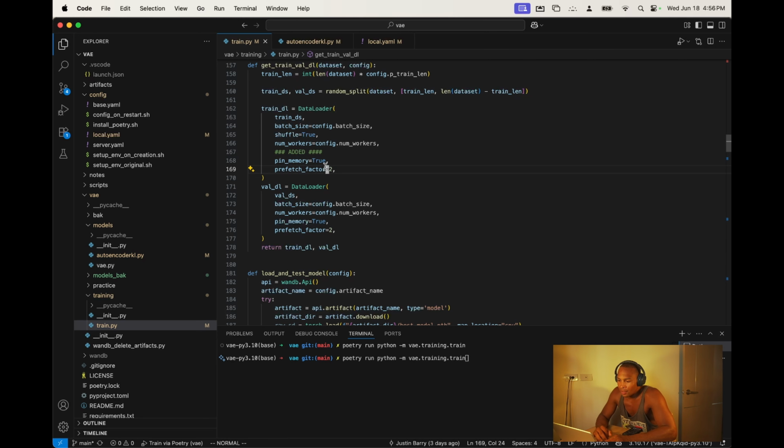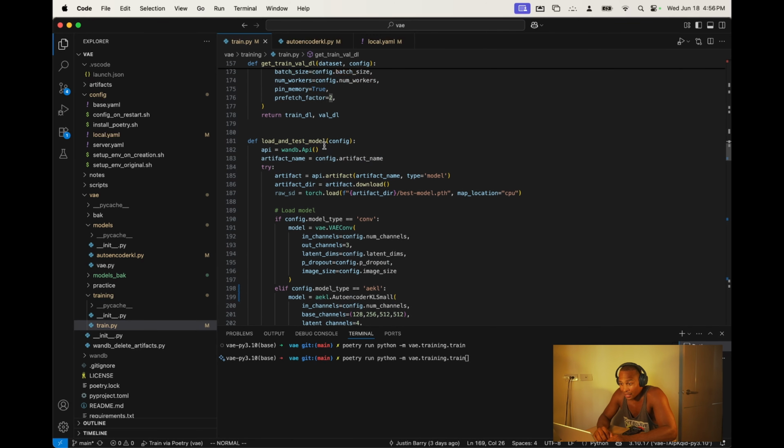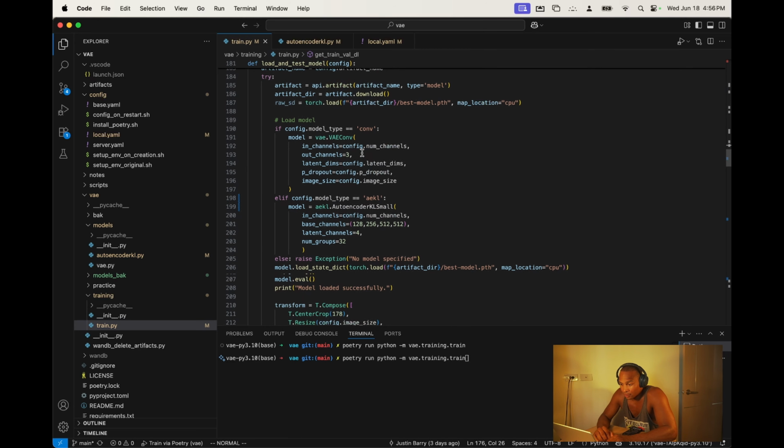Prefetch factor, this is something that can speed up your model a little bit by repopulating data for a batch, from what I understand. To be honest, I didn't look into this too much.